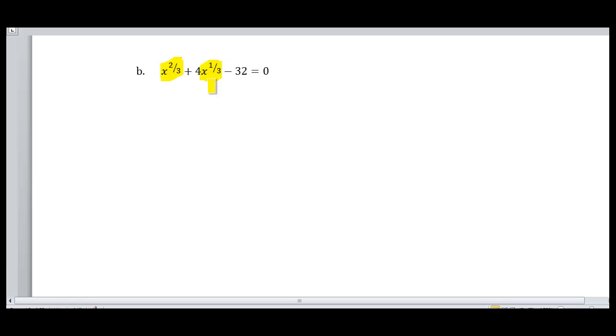x to the 1/3, if I multiply it by itself or if I double it, I do get x to the 2/3, right? And so that is a sign that this x to the 1/3 is going to be our u. So what I'm going to do is let u equal x to the 1/3.